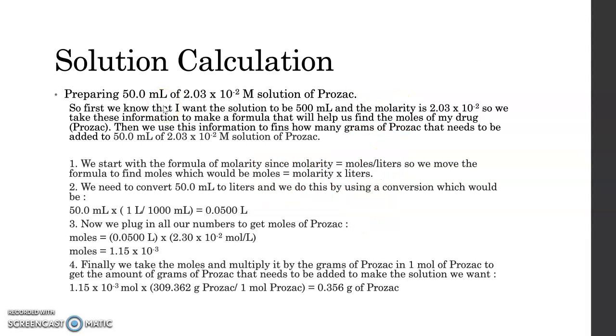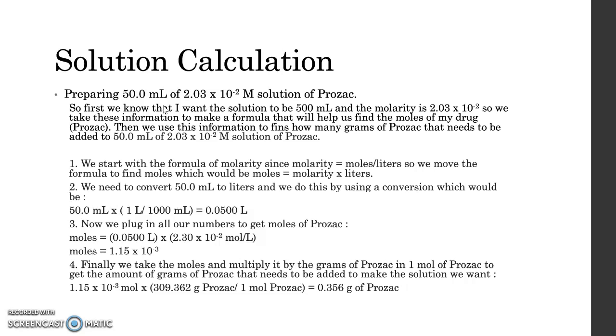So now we will be going to the solution calculation portion of the molecular portfolio. In this situation, we are prepping 50.0 milliliters of 2.03 times 10 raised to the negative 2 M solution of Prozac. Since we know the molarity and volume of this solution, we would use the formula for molarity, and molarity is moles over liters. So we would have to move this around to find moles, which would be moles equals molarity times liters.